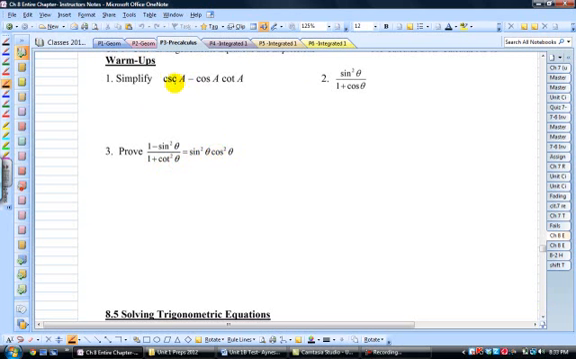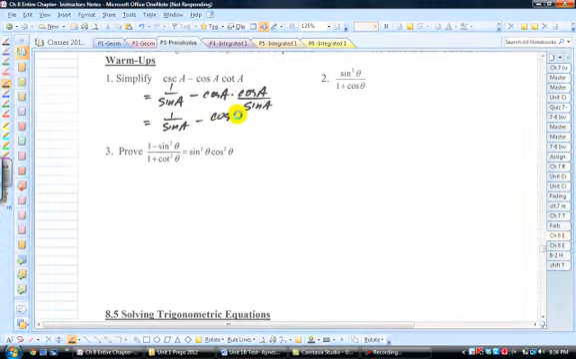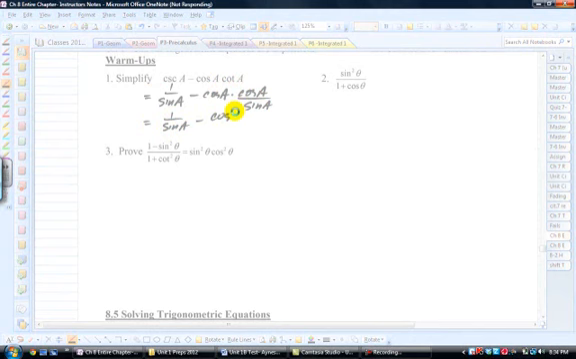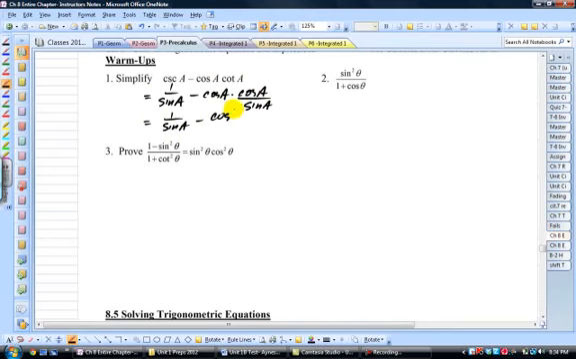One of the first things that we did was we rewrote the expressions in terms of sine and cosine. And we know that cosecant A is the same thing as 1 divided by sine A, minus cosine A times cotangent A, which is cosine A divided by sine A. We know that cosine A times cosine A is nothing more than cosine squared A. So we have 1 divided by sine A minus cosine squared A divided by sine A.